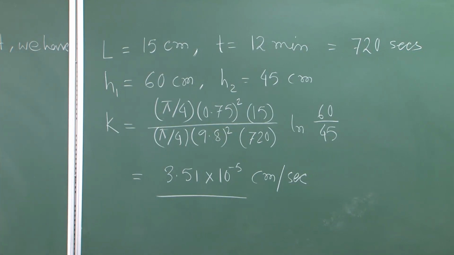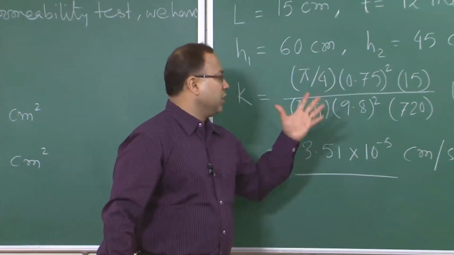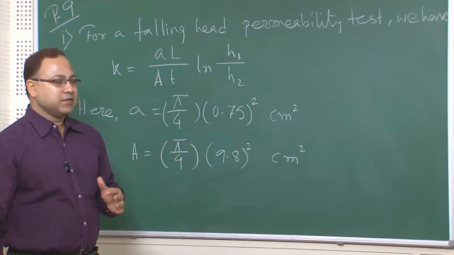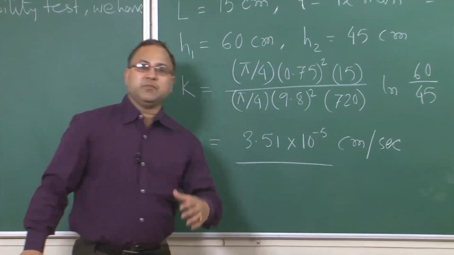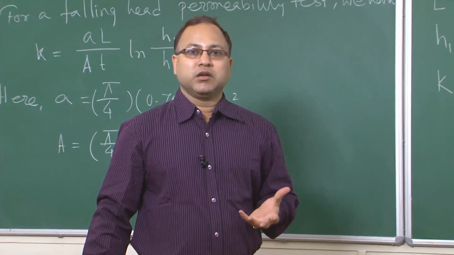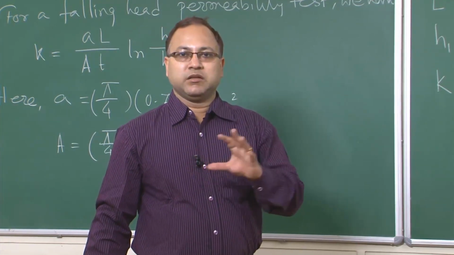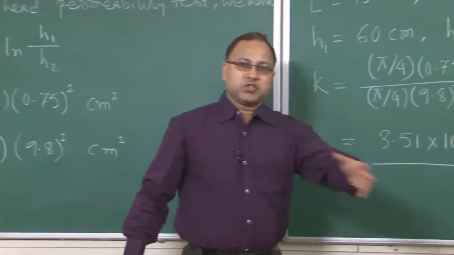As you have seen, this expression was known to you. Whatever parameters are given in the problem, based on that you have calculated everything, and your permeability is coming 3.51 into 10 to the power minus 5. That will remain the same for the rest of the test, because permeability will not change as long as you are considering the same soil sample with the same void ratio, same constitution and same structural behavior. So, this permeability will be used for the rest of the problem.